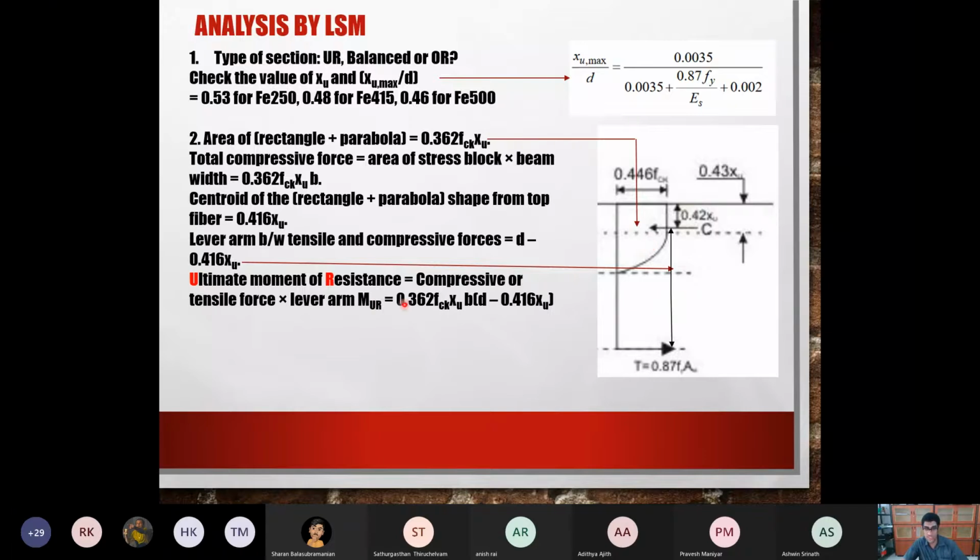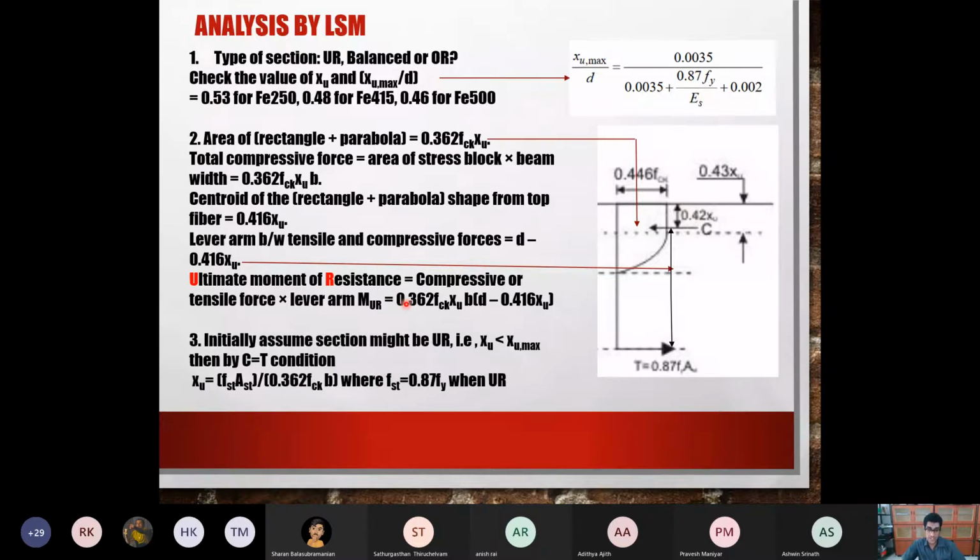These are things you will have to remember by heart. These are all very commonly used, important equations. MUR equals 0.36 fck b xu into (d minus 0.416 xu). These are all very important things that you need to know. If you're not able to remember this, you will find it in the code book IS 456, design of beams. That task is yours. You are encouraged to open up your code book and find out where these equations are present.